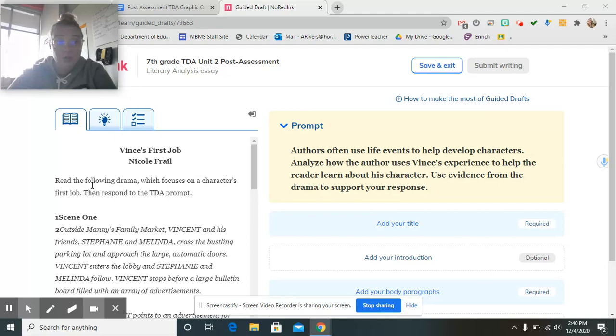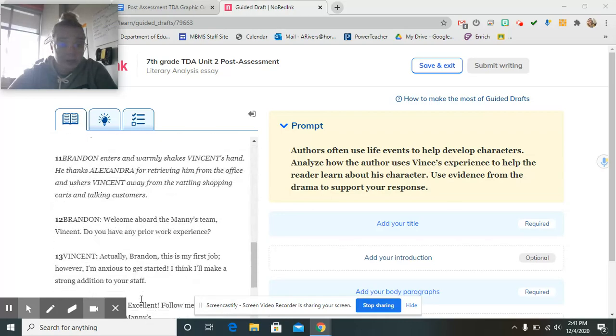So this should be okay for you to handle. It says, read the following drama, which focuses on a character's first job, then respond to the TDA prompt. Remember, when we write TDAs, the first thing that we do is we read all the text provided, and then we analyze the prompt. If you want to analyze the prompt first and then read all the text provided, that's okay too.